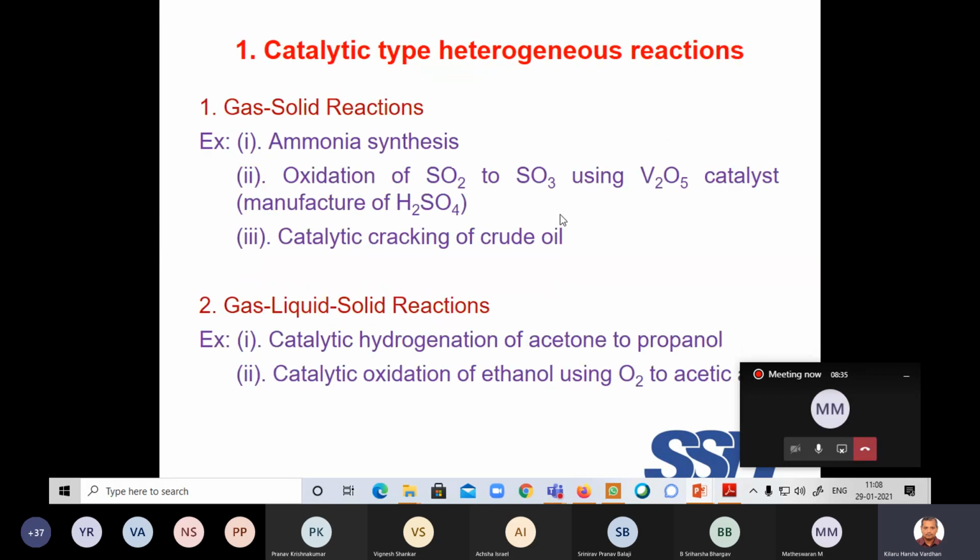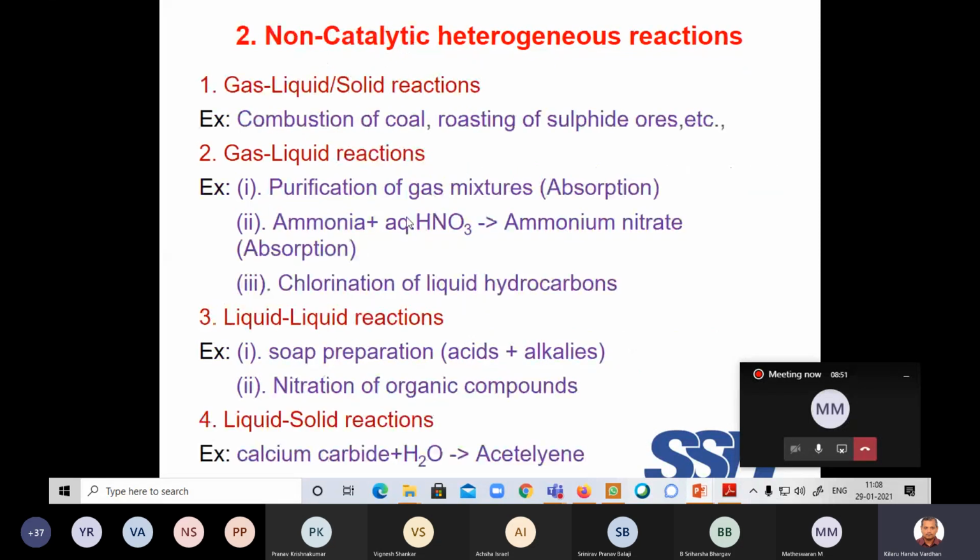So we discussed examples of catalytic type heterogeneous reactions. Here it is gas-solid, gas-liquid-solid reactions. Again, the catalyst will be there. Some examples we gave in the last class.